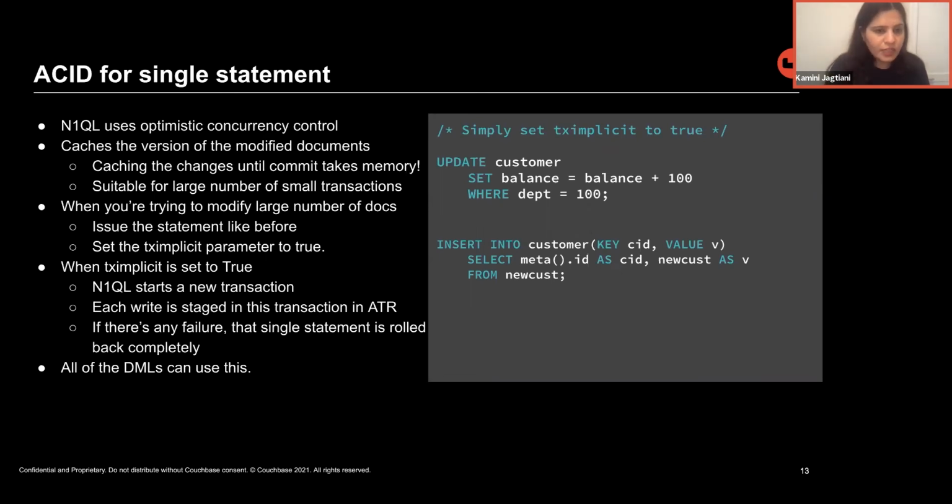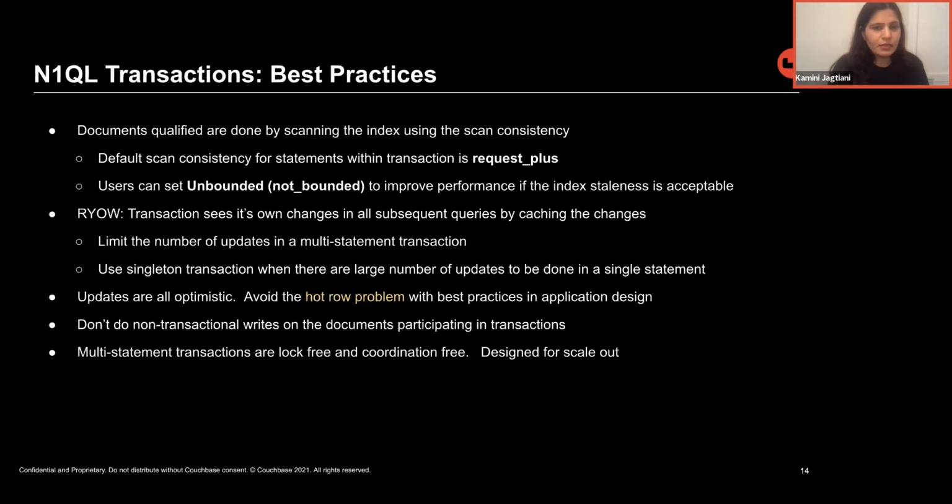And again, all of the DMLs can use this. Next one is best practices. For best practices, the default scan consistency, I said, was request plus, because we want the indexes to have been updated to the latest mutations.